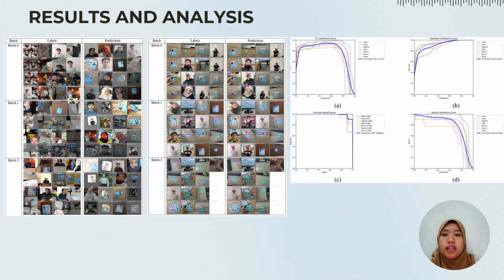And this is YOLO V11S. As you can see, this is the graph of the F1 confidence curve, precision confidence curve, precision recall curve, and the recall confidence curve. Overall, the model shows strong and consistent detection across all seven classes near a 0.5 confidence threshold.